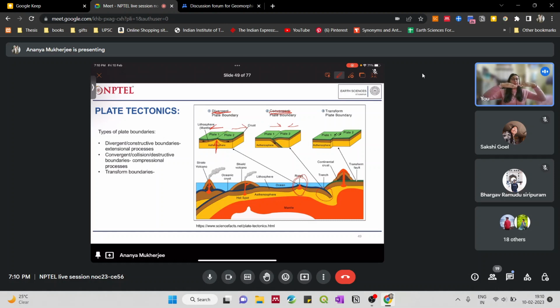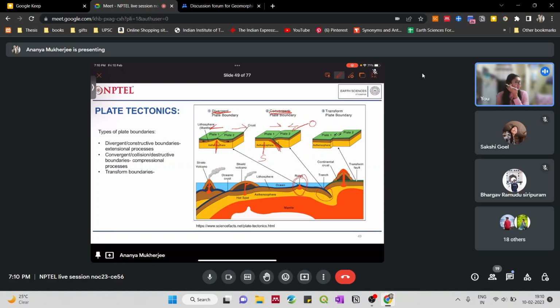The plate that is moving over the other plate is the overriding plate, and this is called the subducting plate. So this is your subducting plate and this is your overriding plate. Why? Because this plate is moving downwards, so it is getting subducted. This is actually a subduction zone. Any place where one plate is going below the other plate is called a subduction zone. This is the area where crustal material is going towards the mantle.